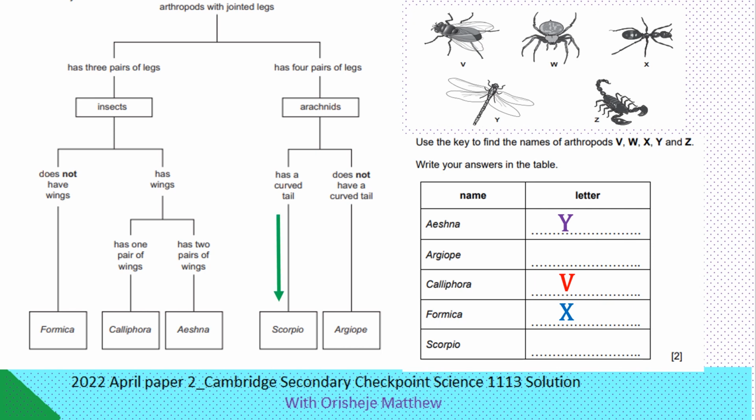Okay, it's an arachnid, has 4 pairs of legs and has a curved tail, a scorpion, that is Z. Then the last arachnid does not have a curved tail. Spider. That is the Giope.